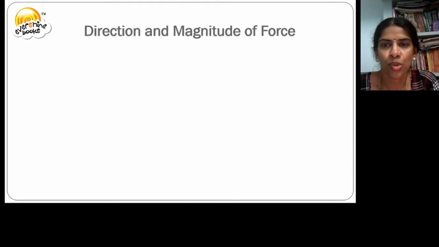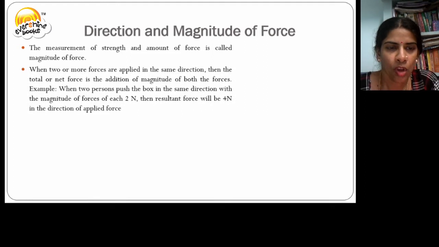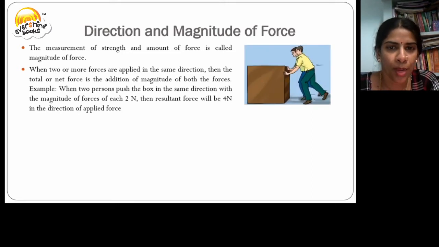Direction and magnitude of force. The measurement of the strength or amount of force is called the magnitude of force. When two or more forces are applied in the same direction, then the total net force is the addition of the magnitudes of both forces. For example, two persons push a box in the same direction, both with a force of 2 N. Then the resultant force will be 4 N in the direction of the force applied.